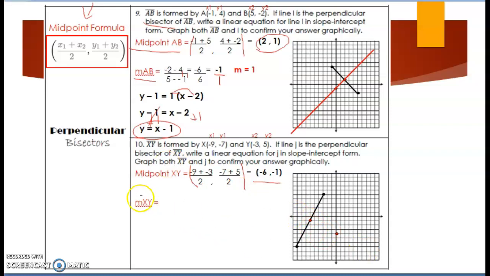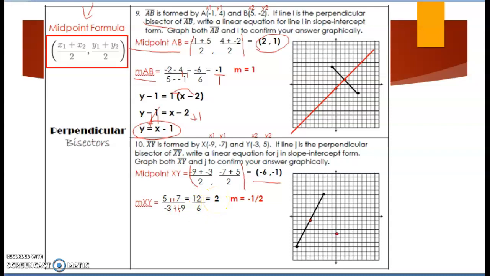then I need to know the slope of XY. To find the slope of the black line, we do y2, which is 5, minus negative 7, which minus negative really means we're adding. So 5 plus 7 on top, negative 3 minus, again, a negative 9, which means we're adding. Negative 3 plus 9 is going to be 6. So on top we have 12, on bottom we have 6. 12 divided by 6 is 2.